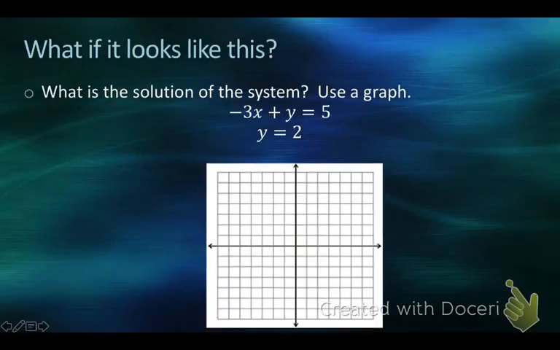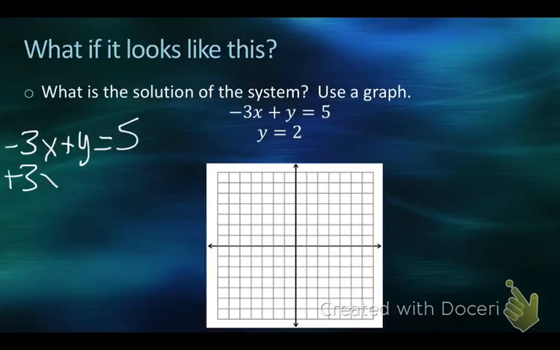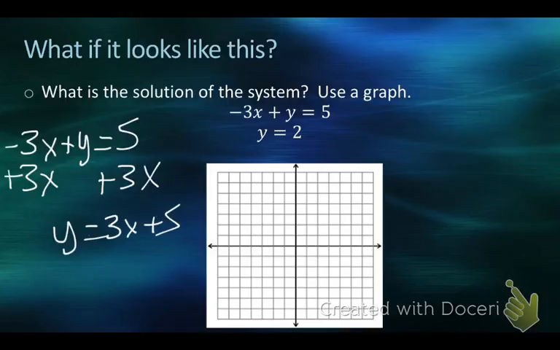All right, so if we have something that looks like this, we need to first make sure everything's in slope-intercept form. So if I have negative 3x plus y equals 5, I need to add 3x to both sides. So y equals 3x plus 5. So I'm going to graph that. We go up 5, 1, 2, 3, 4, 5. I can't really go up easily, so I'm going to go down.